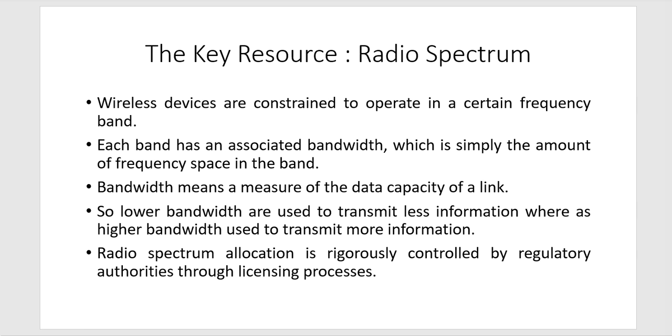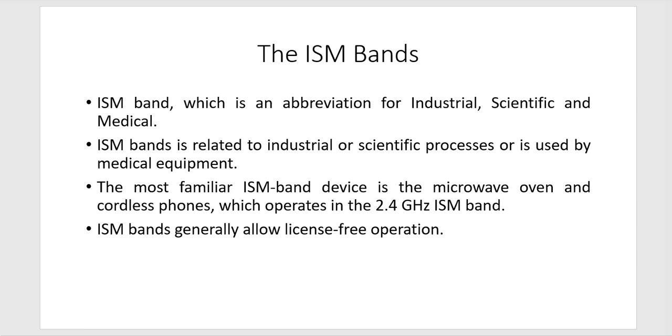Okay. So bandwidth is nothing but the measure of the data capacity of a link. With lower bandwidth we can transmit less information, whereas with higher bandwidth we can transmit more information. Radio spectrum is always strictly controlled by regulatory authorities through a licensing process. So we have to take a license, and for that we will go ahead.